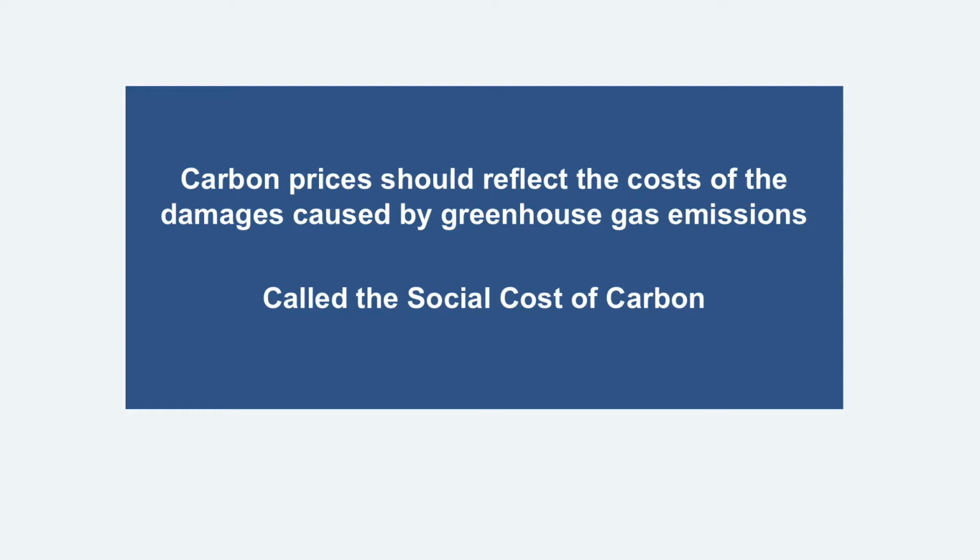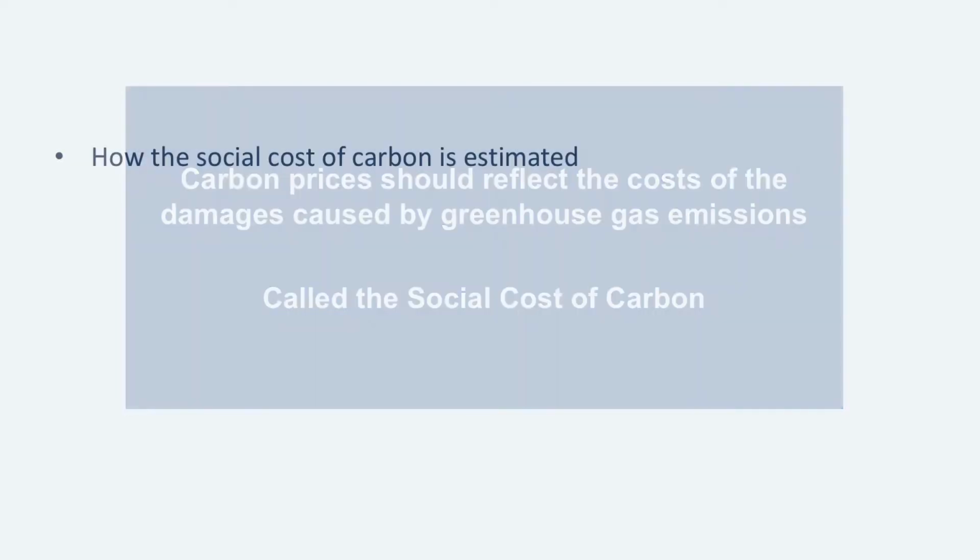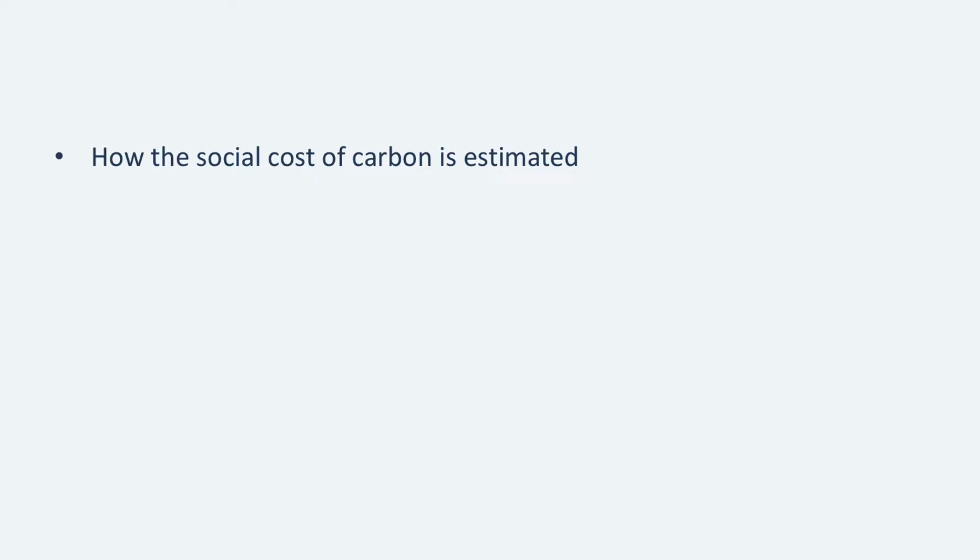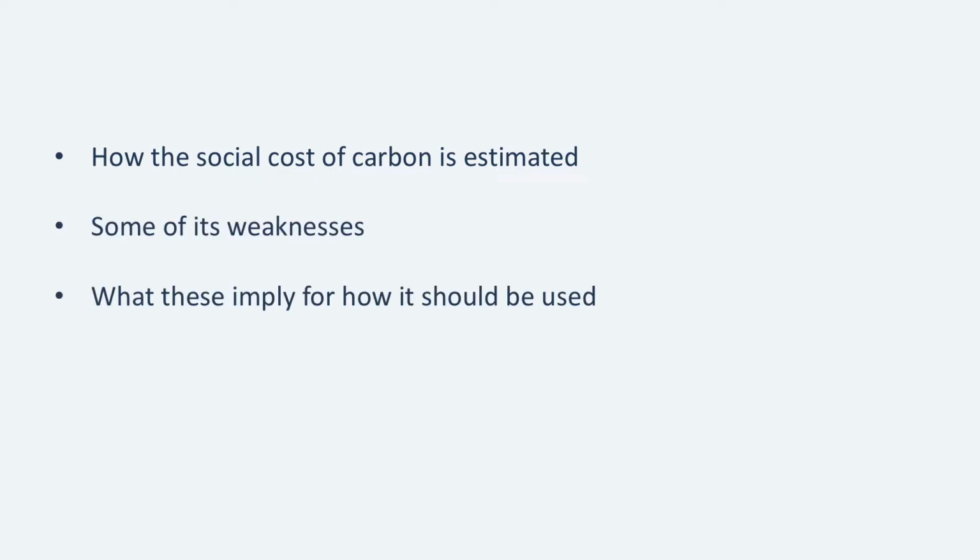It can be used either as a reference point for setting a carbon price, or more generally as a benchmark to judge the cost effectiveness of emissions reductions. However, it's worth noting that the social cost of carbon is usually calculated globally, as damages are global, whereas the price will typically be set in one jurisdiction. That jurisdiction itself won't capture the full benefits of the emissions reduction. In this talk, I'm going to look at how the social cost of carbon is estimated, what some of its weaknesses are, and what these imply for how it should be used.